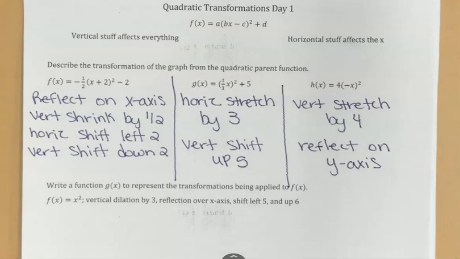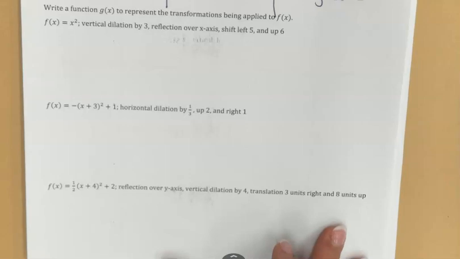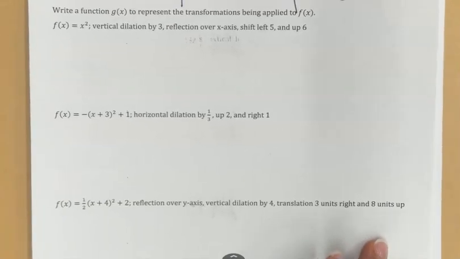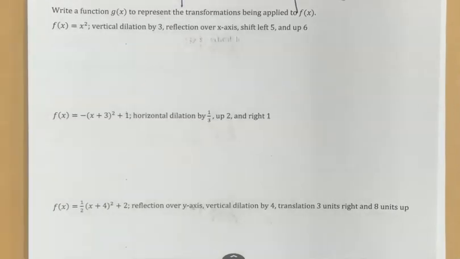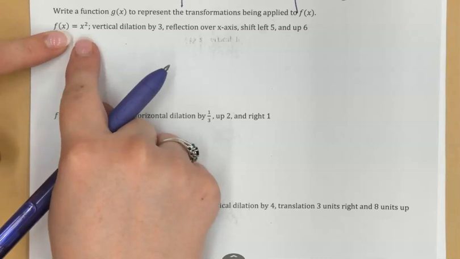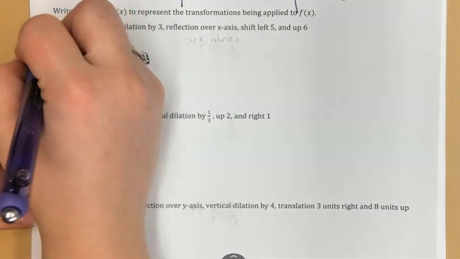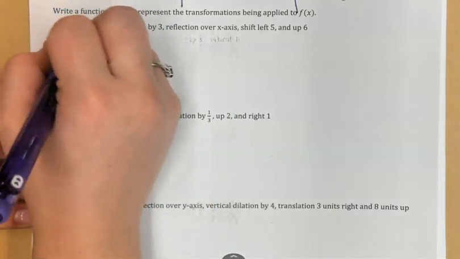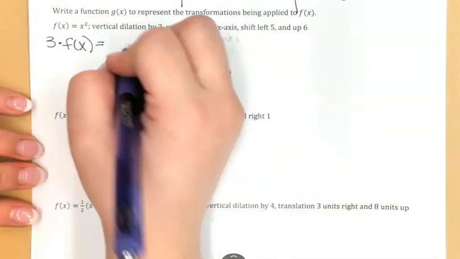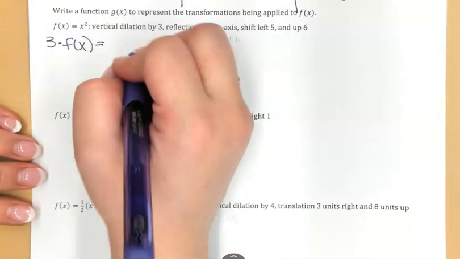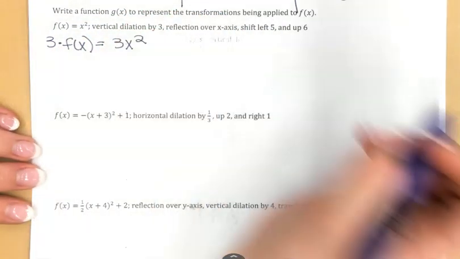Okay, let's get into some transformations to our functions now when they are written verbally with words. And again, we're going in order, and the order matters. So for this first one, I'm starting with my parent function x squared, and the first thing I'm going to do is a vertical dilation by 3. So what that means is I'm going to take my function and multiply it by 3 on the outside. Because my function is x squared, this is just going to give me 3x squared.